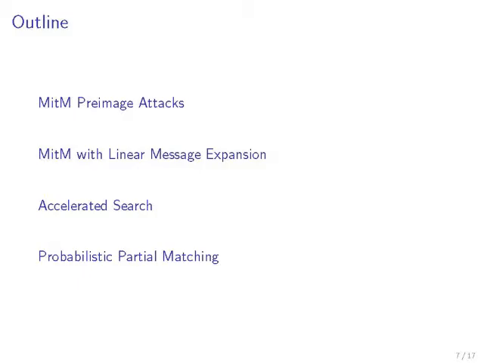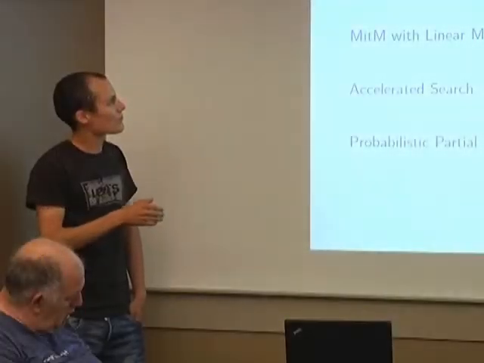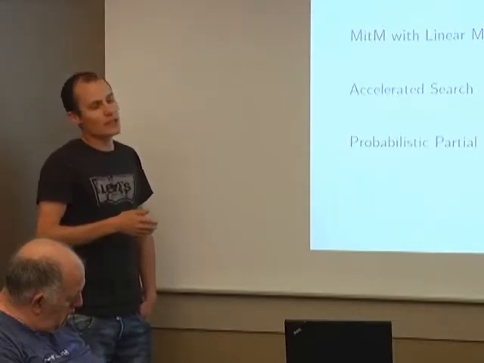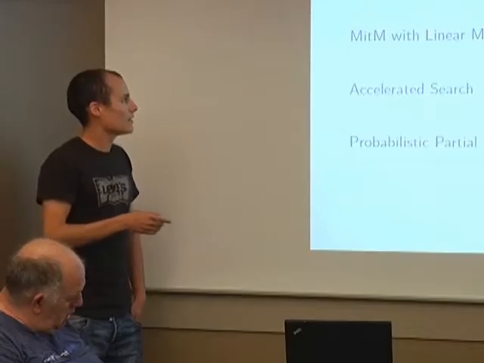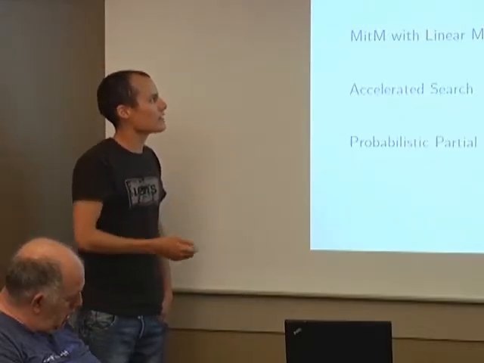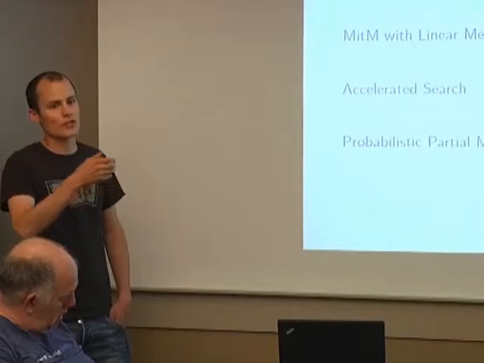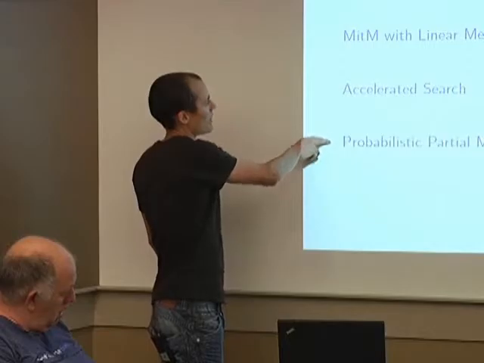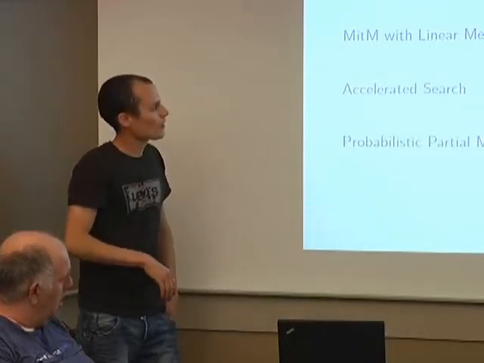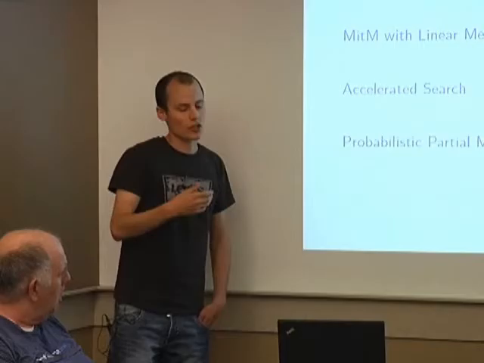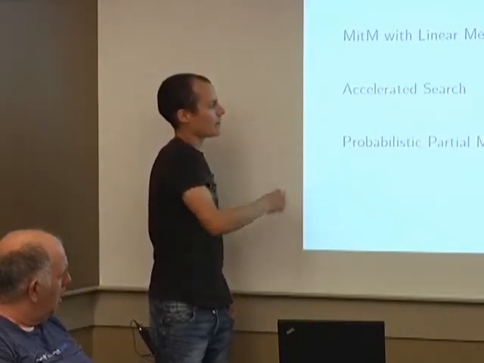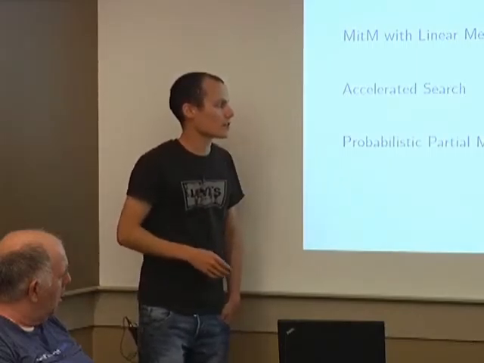So for the next 20 minutes, what I will do is first explain the general idea of preimage meet-in-the-middle attacks. Then specifically look at this meet-in-the-middle technique for when we have a hash function with linear message expansion. This is the case for SHA-1. And then I will explain the two techniques coming out of this, which allow us to get our results: this accelerated search that works for the full number of steps, and then the technique we call probabilistic partial matching, which gives these speed-ups for a reduced number of steps.